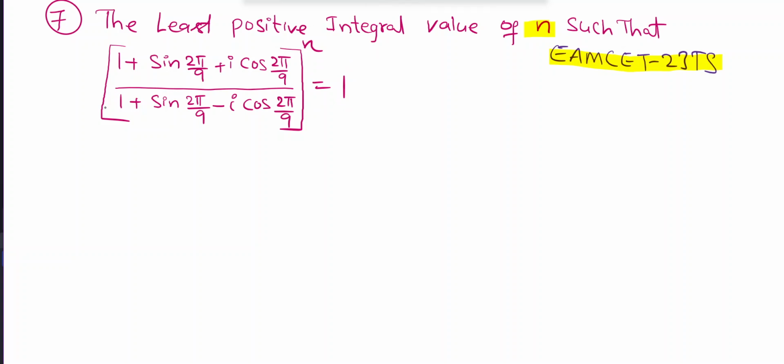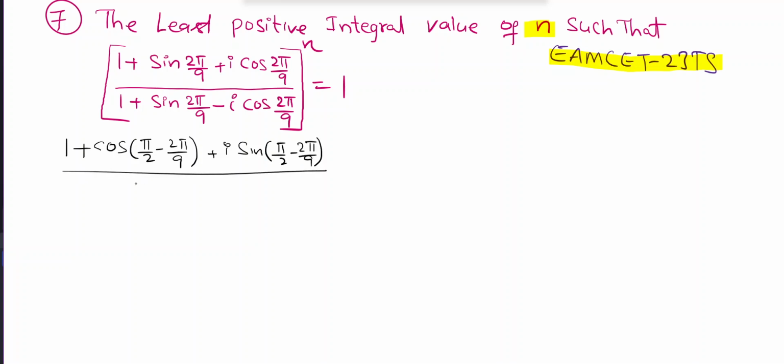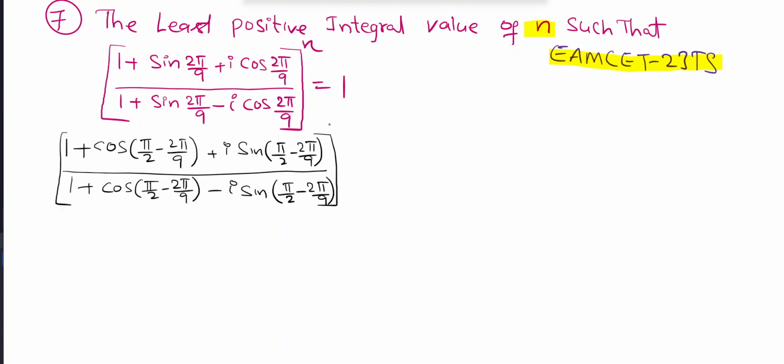Here this expression is (1 plus sine 2 pi by 9 plus i cos 2 pi by 9) divided by (1 plus sine 2 pi by 9 minus i cos 2 pi by 9), whole to the power n equal to 1. Sine 2 pi by 9 is written as cos of (pi by 2 minus 2 pi by 9), and cos 2 pi by 9 is written as sine of (pi by 2 minus 2 pi by 9).